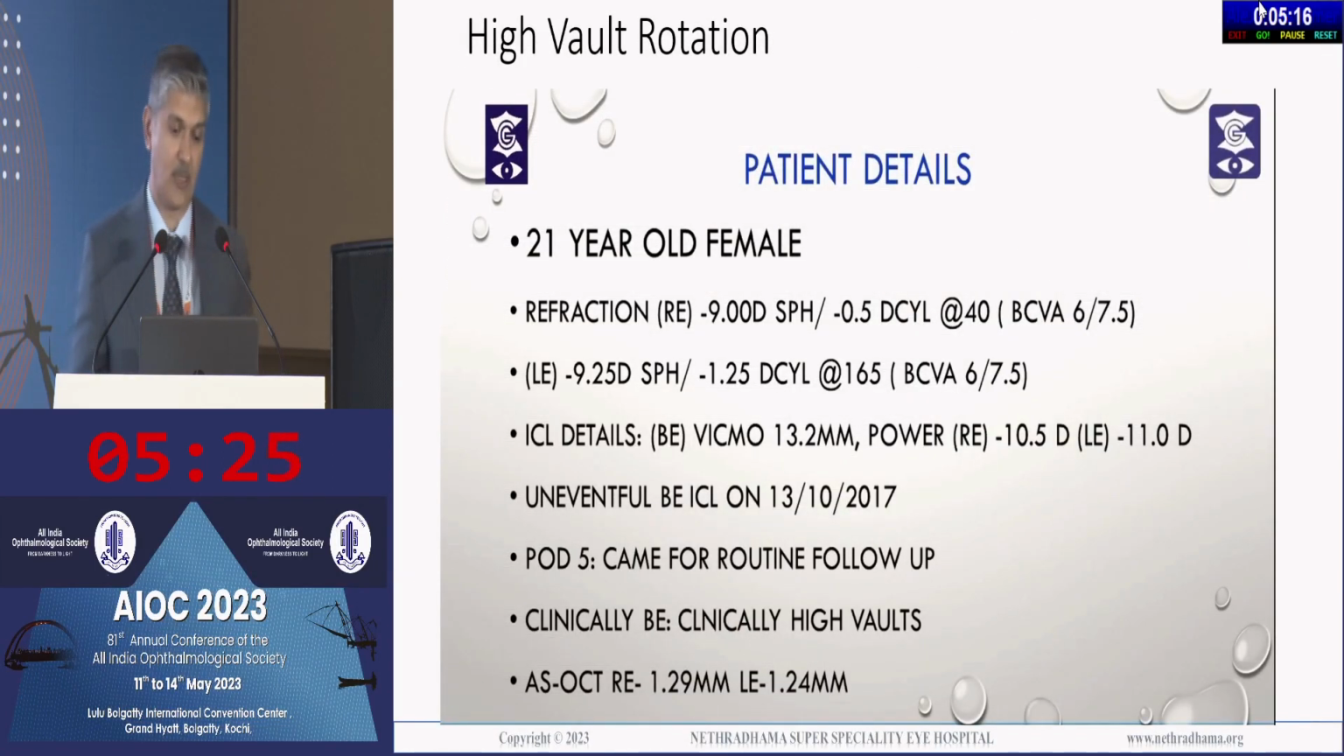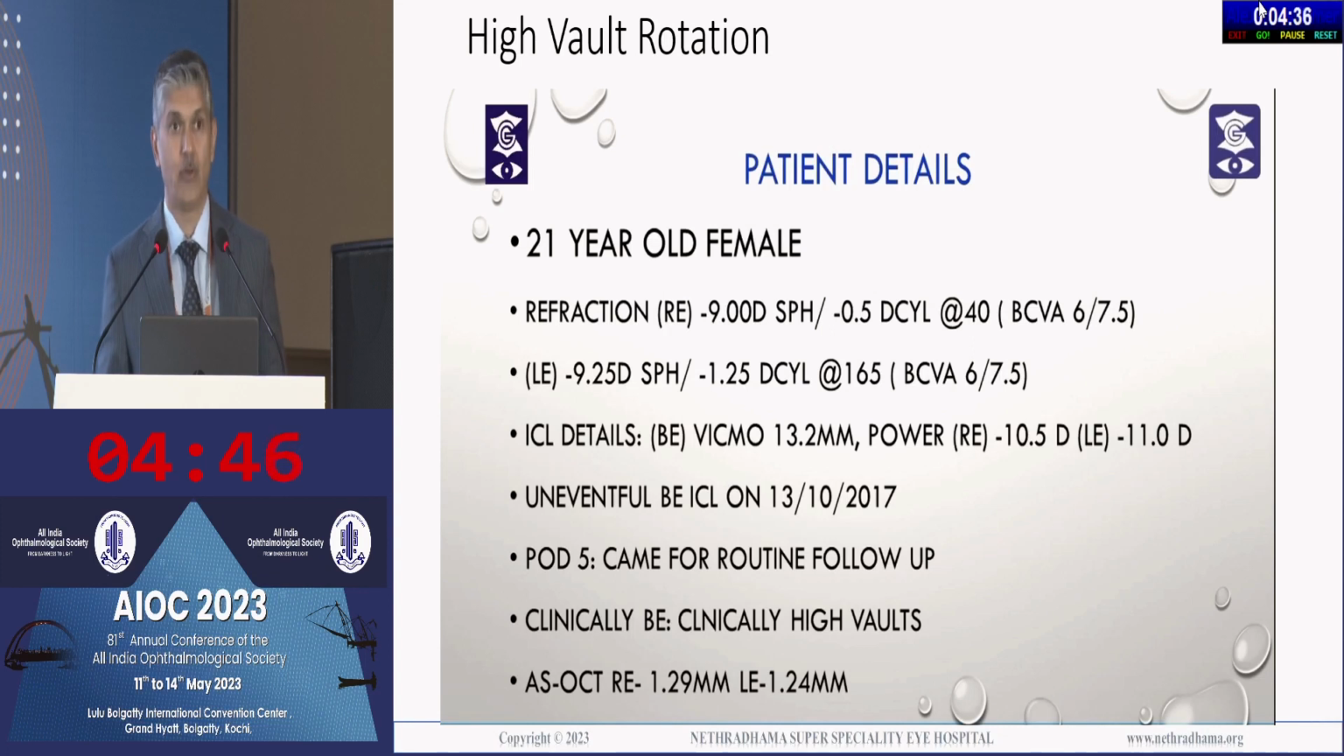So this is a patient who ended up with a high vault. It's a 21-year-old female. Refraction was -9, a very small cylinder. So we decided to use an ICL, both eyes 13.2 mm, 10.5 power and 11. She underwent uneventful ICL surgery, and then on the 5th post-op day, we saw that the vault was very high. The AS-OCT showed that in the right eye, the vault was 1.29 millimeters and left eye 1.24. So almost 1300 microns of vault. So it's a very high vault.